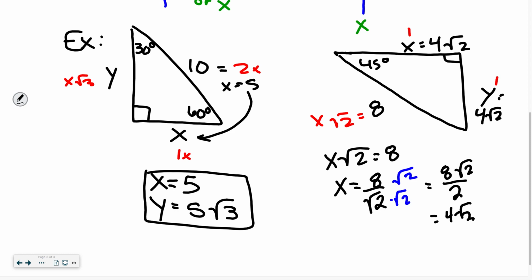Which should make sense, because if that side was 4 square root 2, and then I multiply it by a square root of 2 to get the hypotenuse, square root 2 times square root 2 is 2, and 4 times 2 is 8. But that gets a little bit tricky, like you might have to rationalize the denominator.